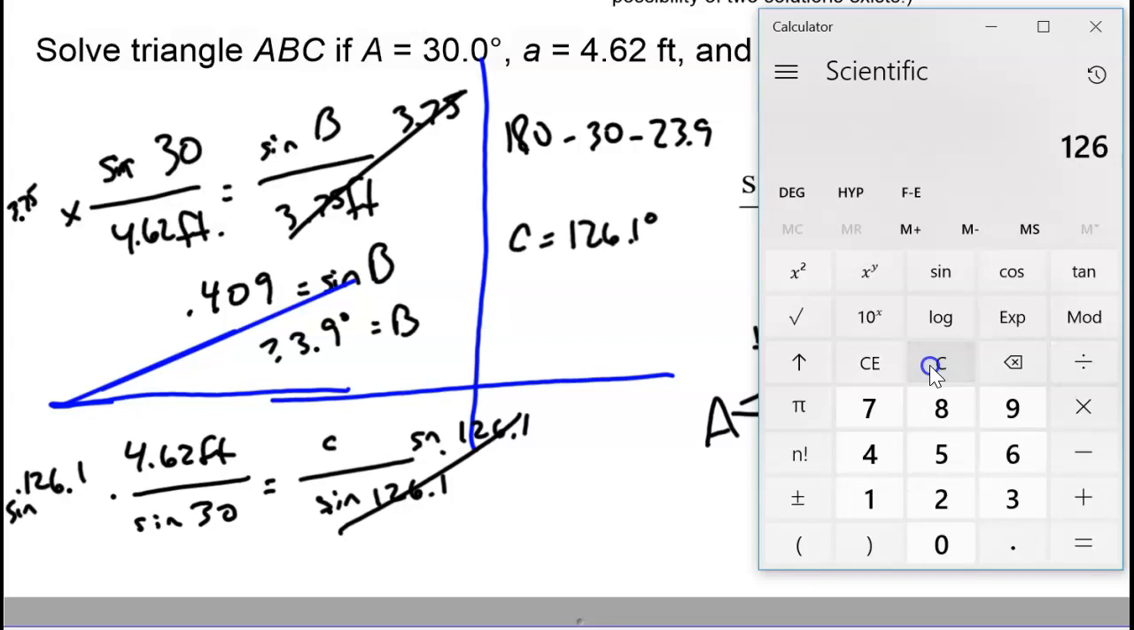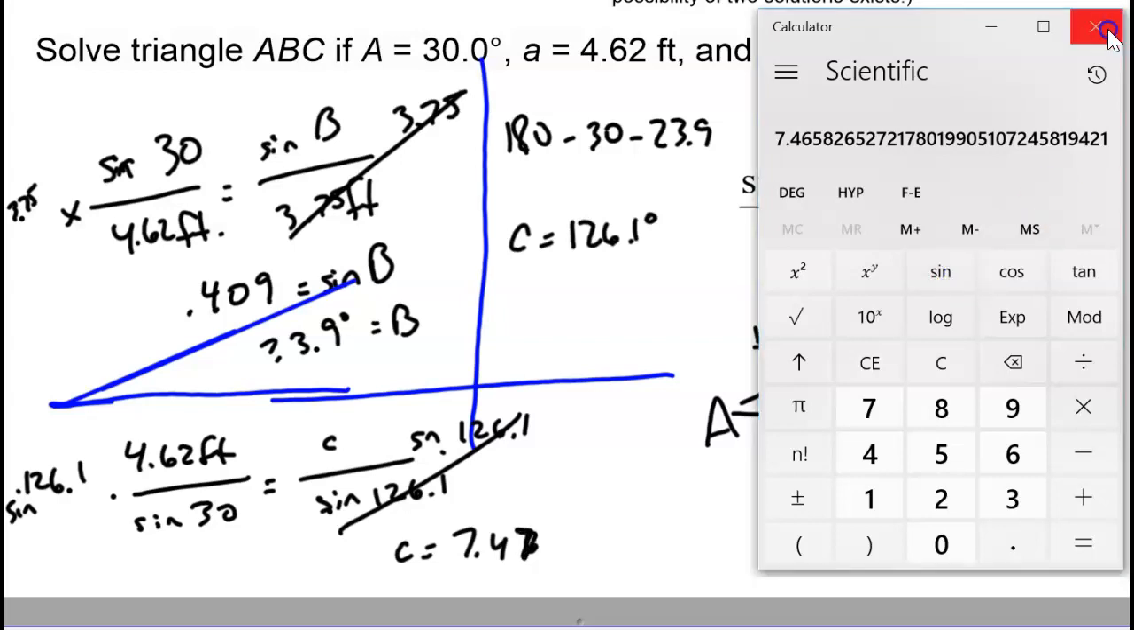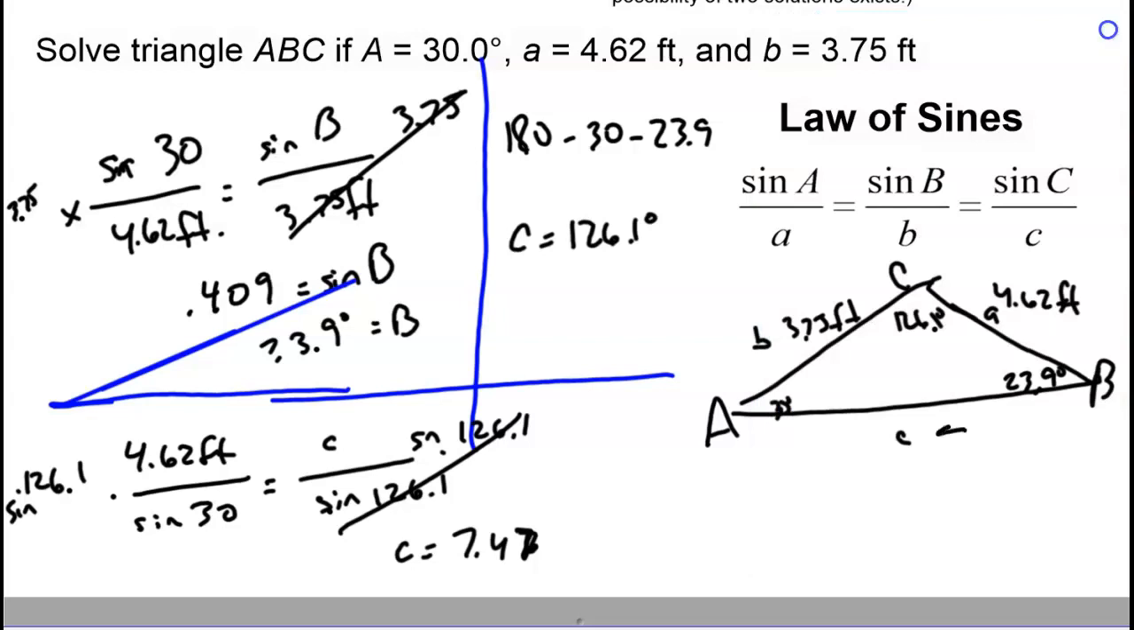Okay, sine of 126.1 times 4.62 divided by sine of 30, and that gives us that C equals 7.46 feet, 7.47 feet if we round it. Okay, so let's go back to our triangle. C is 7.47 feet. And so that looks correct.